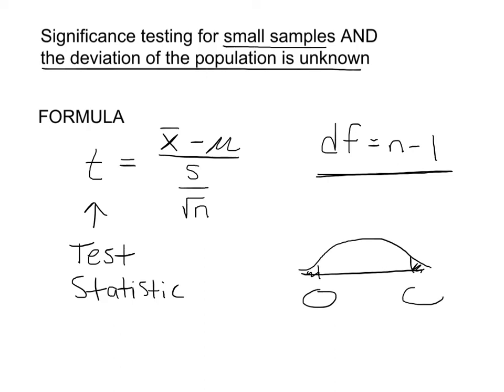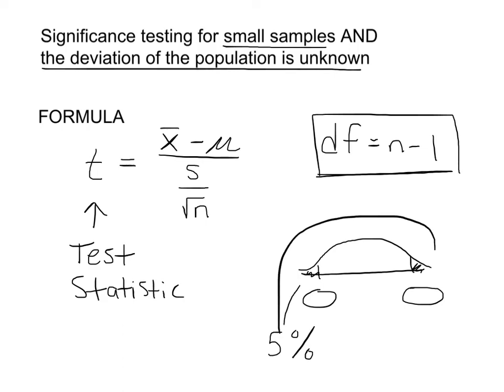The difference is, instead of using inverse norm in the calculator to get your two critical values, or your one critical value if it's a one-sided, you're actually going to have to go use your chart. You have to look up the percentage that you're looking at, percentage of significance, and you have to focus on your degrees of freedom. Keep this in mind. If this is a 5% significance, that means you have 2.5% on both sides. This would be similar to a 95% confidence interval.